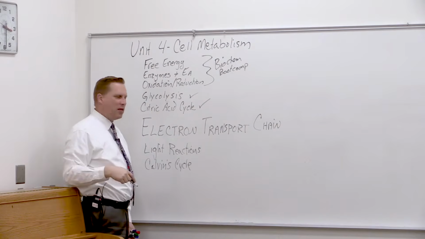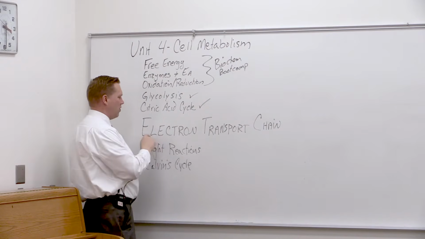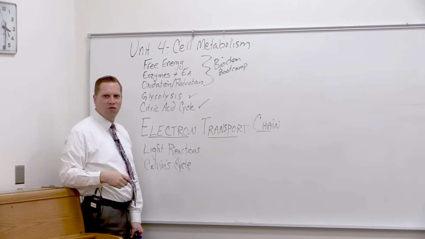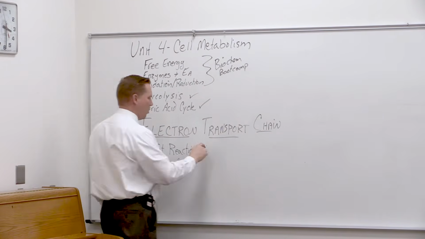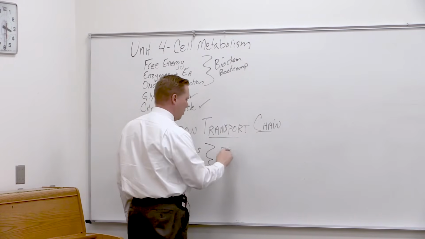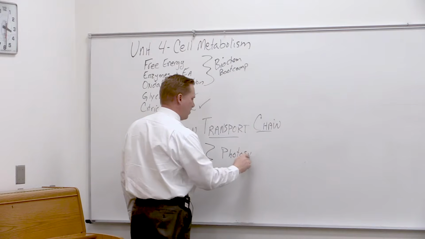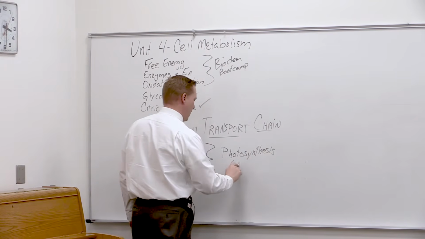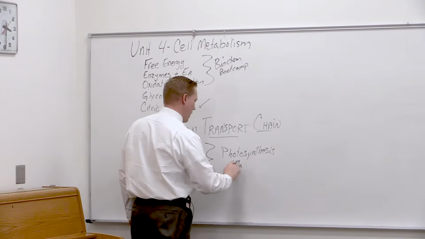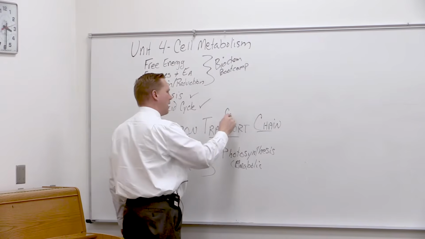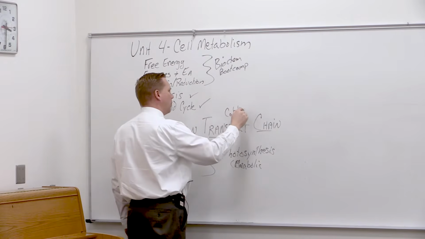Today we're going to complete our tour of cell respiration by covering the electron transport chain and oxidative phosphorylation. Later on, we'll go over our final pathway, which is going to be photosynthesis. And this will be an example of an anabolic pathway. So right now we're going over a catabolic pathway.